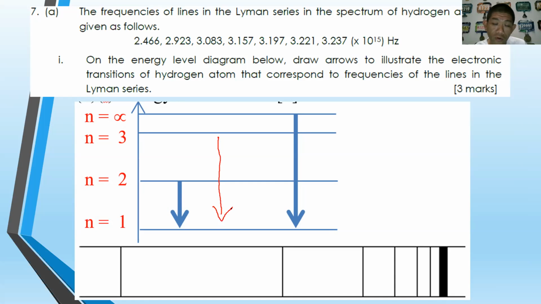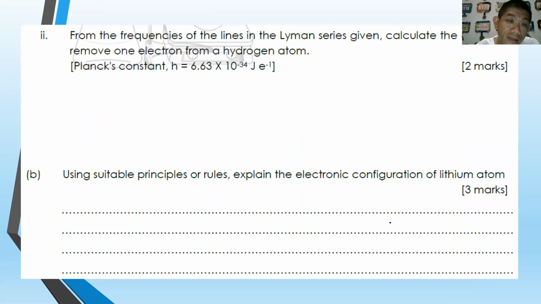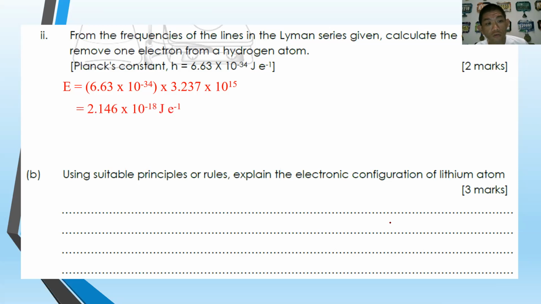Now I draw n equals 2 lower than n equals 1, and here you are also expected to give the spectrum. So you draw accordingly, then you add your remarks there. Okay, and number 2, from the frequency of the Lyman series given, calculate the energy to remove 1 electron from a hydrogen atom. So you use E equals 6.63 times 10 power of negative 34 multiplied by the speed of light, 3.27 times 10 power of negative 10. Then you get your answer as 2.146 times 10 power of negative 18 joule per electron.